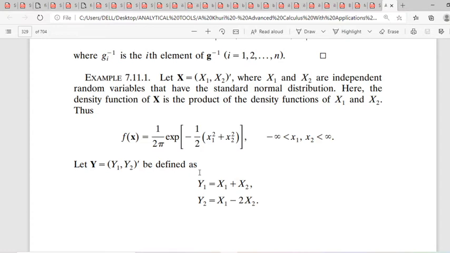Okay, we now define two transformations, that is y1 is x1 plus x2 and y2 is x1 minus 2x2. So this is the transformation: x1 and x2 are transformed into y1 and y2. This type of transformation is very important in statistics. Later on you will study in detail this type of transformation and this method of finding the distribution of such transformations. Okay.